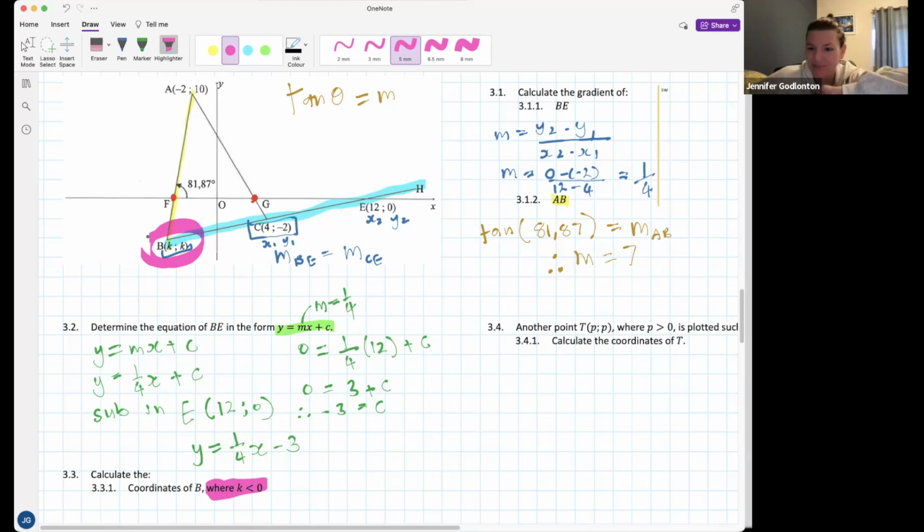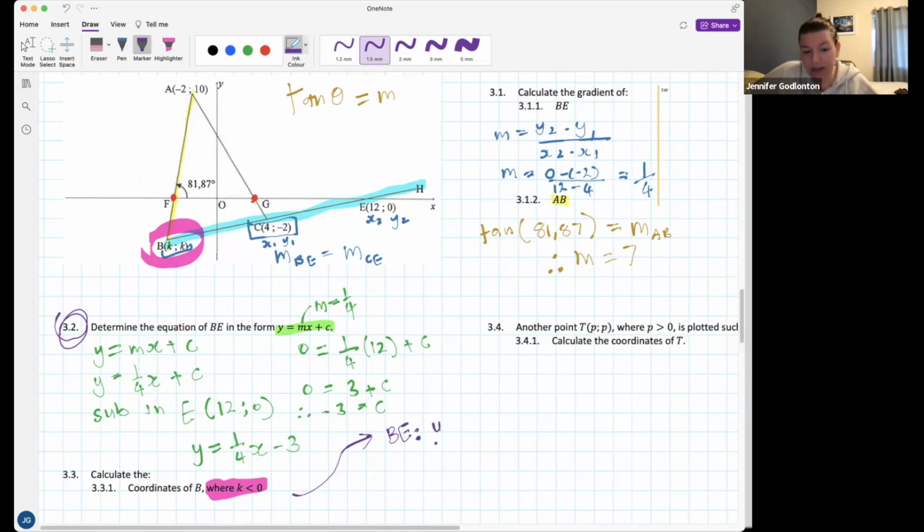Glorious. We don't even need to make it an inequality, to be honest. You can, but I'll show you, just to keep your life even easier. You've just worked out the equation of BE in 3.2. So I'm just going to write here so that we can see everything. We know that the equation for BE is y is equal to a quarter x minus 3.